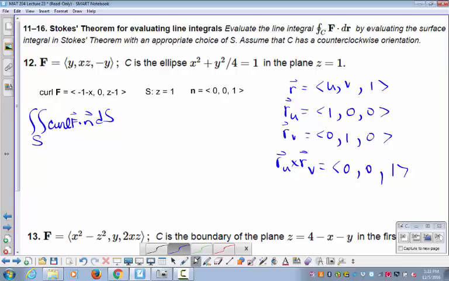So that is evaluated by finding the curl, again with the determinant, and we get that pretty easily with the determinant. So we have to dot that with this. So we dot those two together. As soon as we dot those two together, we're not going over the surface anymore, we're going over the domain down in the xy plane. So this is now over R.